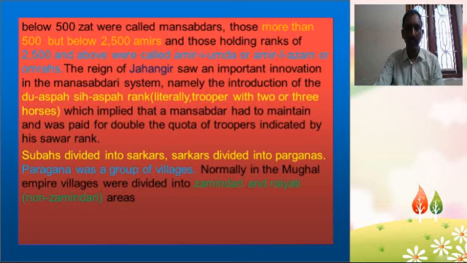Subas divided into Sarkars. Sarkars divided into Parganas. A Pargana was a group of villages. Firstly, we discussed the Mughal Empire's division: the first division, provinces or Subas, further divided into Sarkars, and Sarkars further divided into Parganas. Normally in the Mughal Empire, villages were divided into Zamindari and Raiyati or non-Zamindari areas.